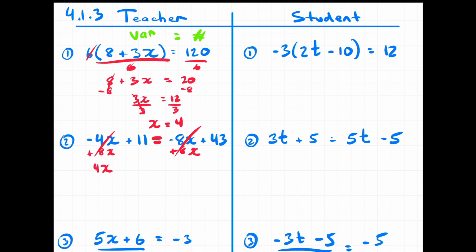So what am I going to do? The inverse operation, minus 11. Whatever I do to one side, I do to the other side. The 11s will cancel, and so 4x is going to equal 43 minus 11, which is going to be 32. So I've done that work right there, and now I'm down to a one-step equation where I'm going to divide both sides by 4, cancel the 4, and I have an answer of x equals 8.